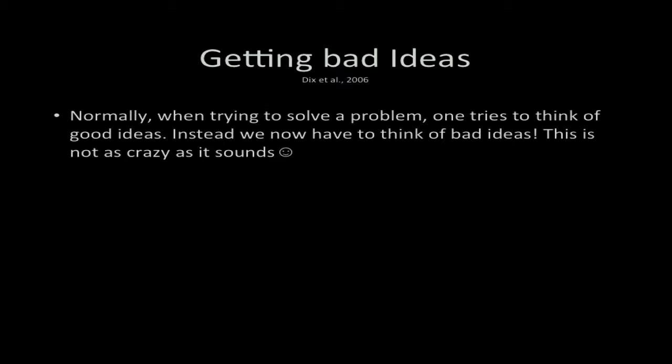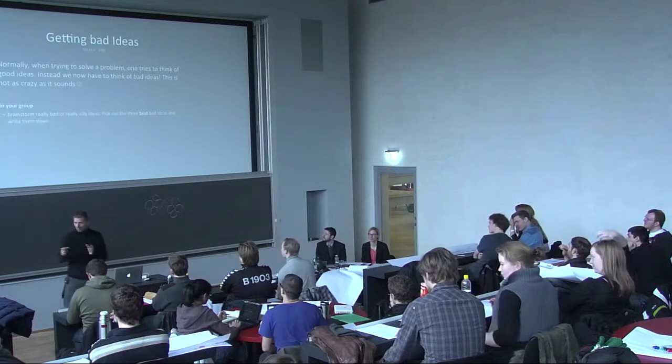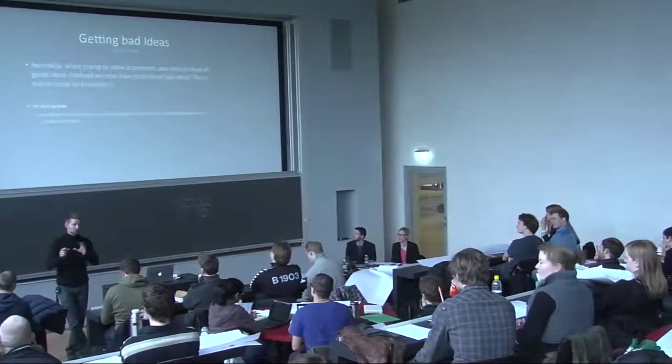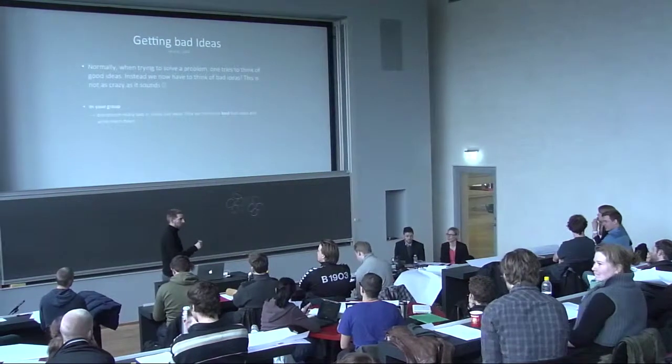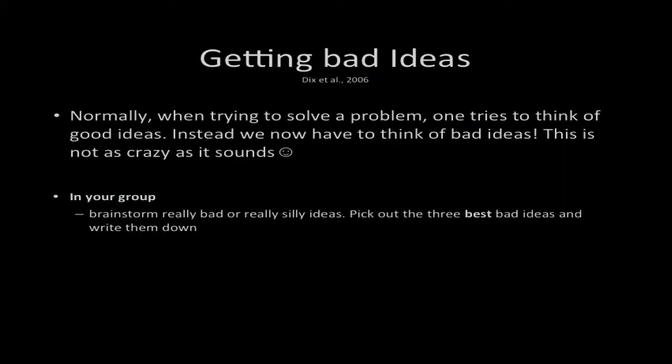Right? So normally when we're trying to solve a problem, we think of a good idea, but now we have to think of bad ideas. And it's not as crazy as it sounds. There's an explanation behind it. But the idea is now that in your group, I'm just going to give you 3 minutes, you have to come up with a really bad or really silly idea. And then you have to pick out 3 really bad ideas, and we're going to give them to another group. So group number 1 will give their 3 bad ideas to group number 2, and then we'll use the last 15 minutes on changing them into a good idea. Right? Does everyone understand the task?